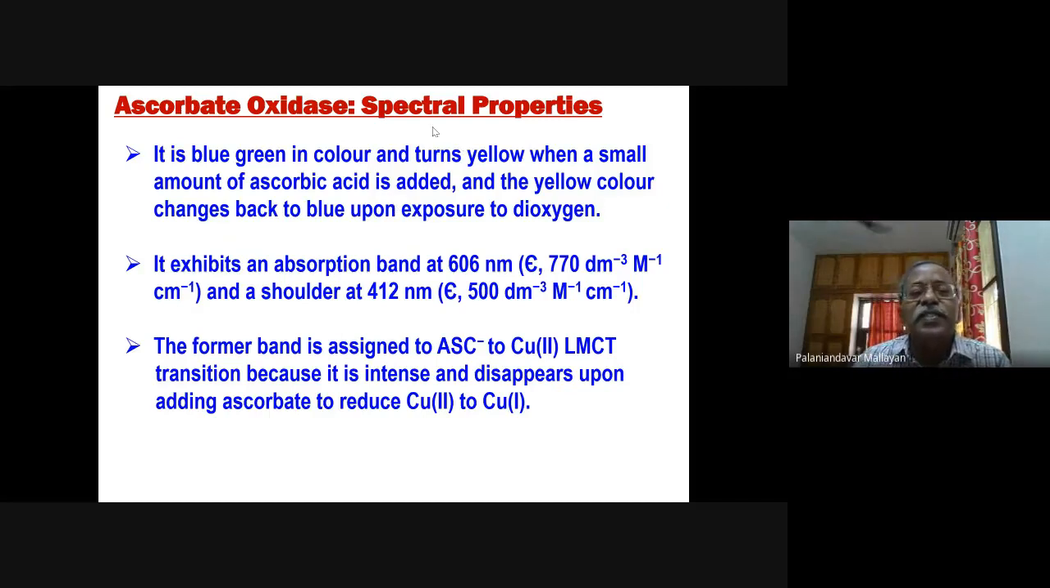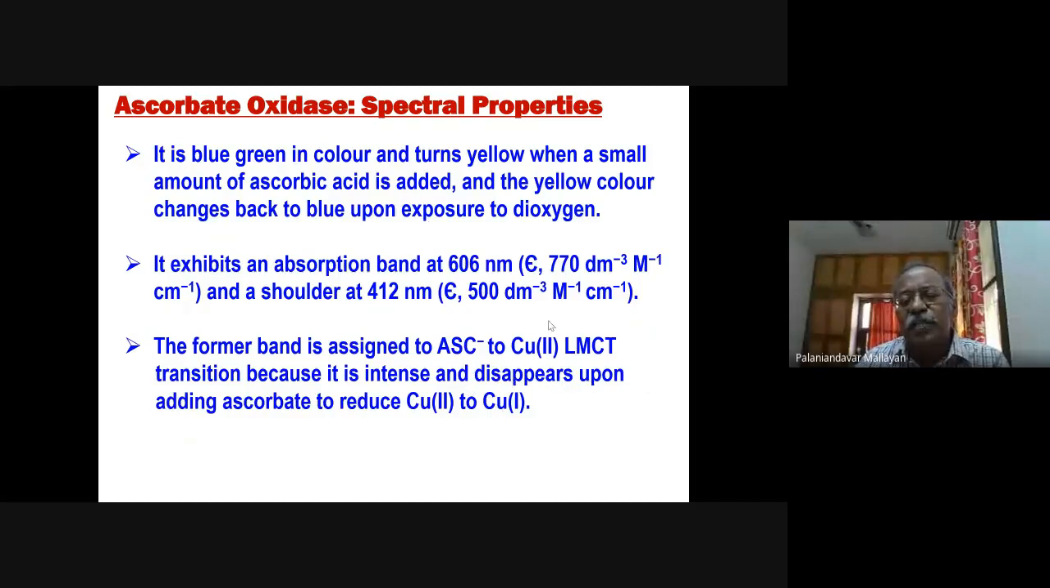So this enzyme exhibits an absorption band at 606 nanometer, high epsilon, and another at 412 nanometer, high epsilon. These two are responsible for the yellow color. This is assigned to the catechol in the ascorbate to copper to charge transfer, because it is very intense and disappears as soon as you add ascorbic acid.